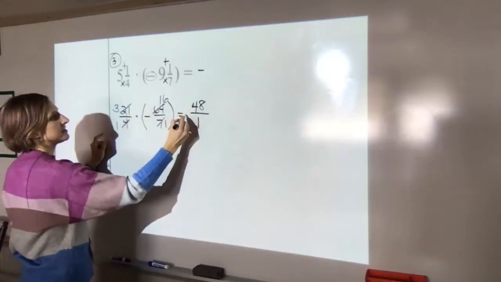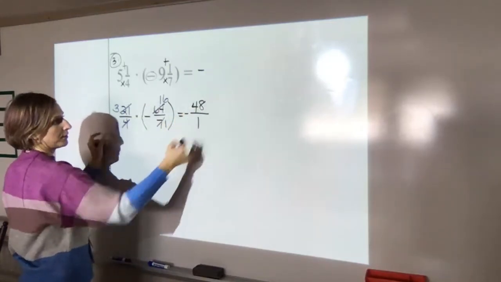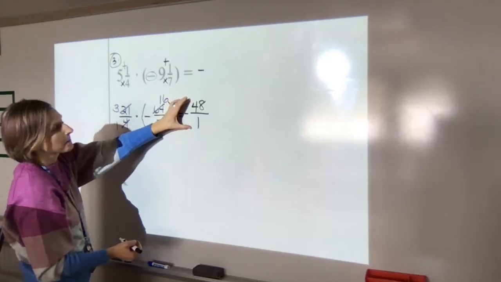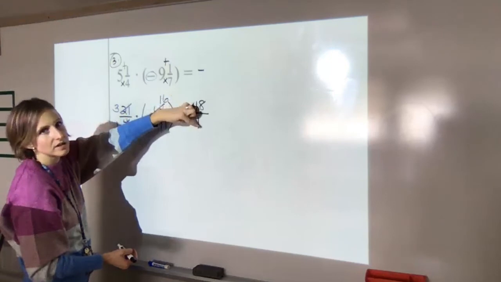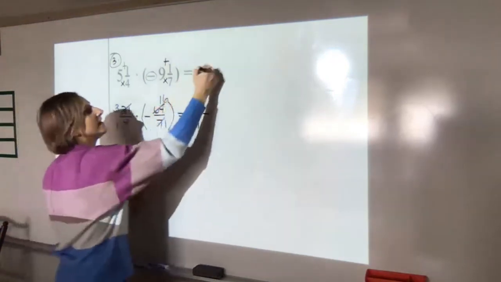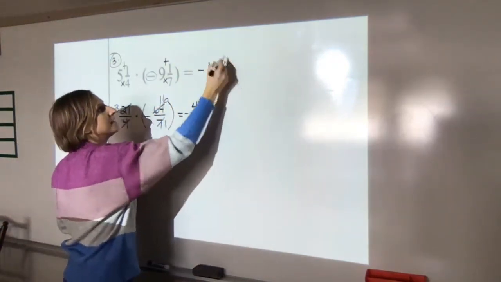And I know that this is a negative 48 over 1. But when I look at this, what can I do? 48 divided by 1 is what? 48. So my final answer, I already put my sign there to help me out, negative 48.